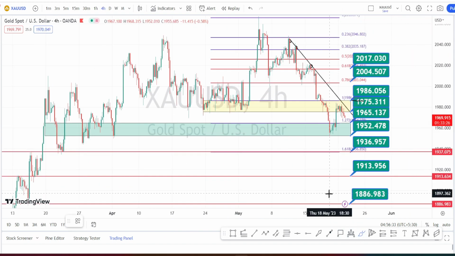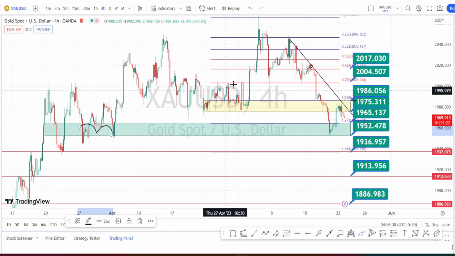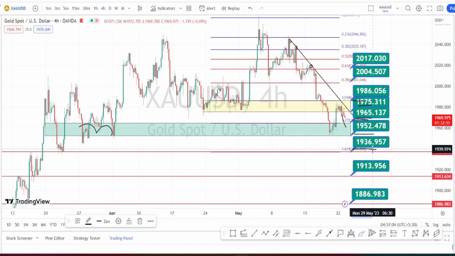So I have marked the support and resistance levels based on the past price actions and the Fibonacci tool. So currently the price action is trading between the support level of 1965 and the resistance level of 1975. If the bearish side retracement continues, breaking the previous support level of 1965, next level of support is going to be around 1952, 1936, 1913 and 1886 on the bearish side.